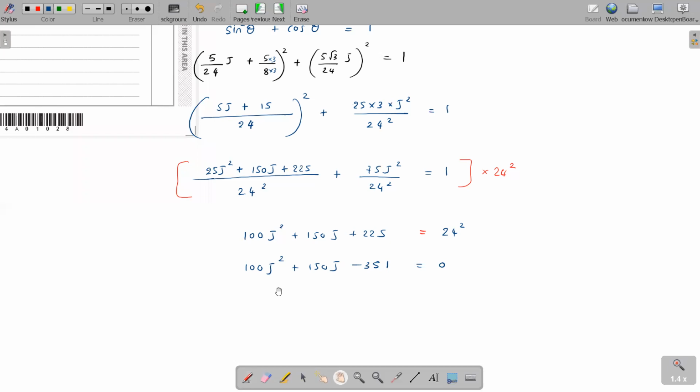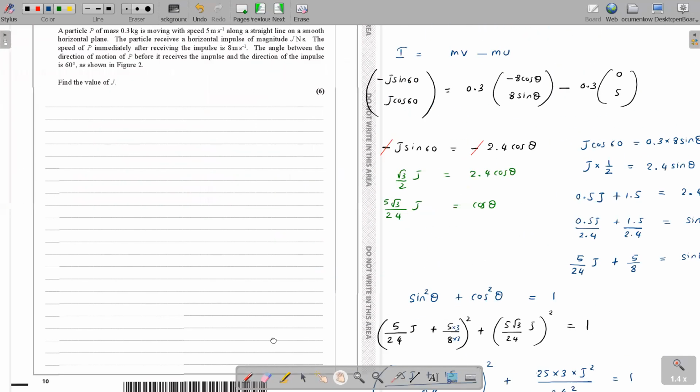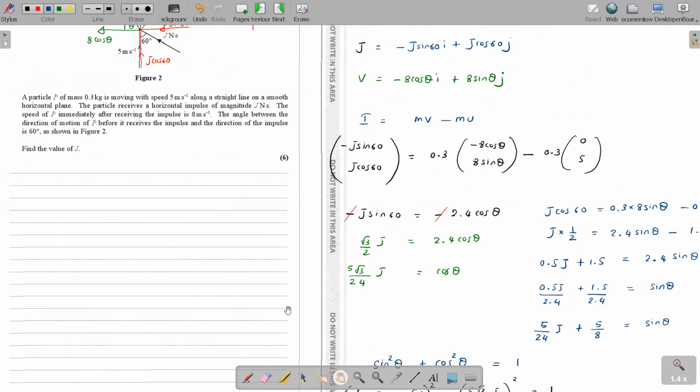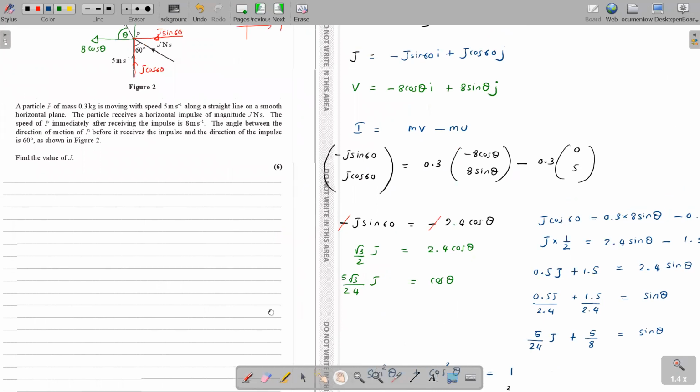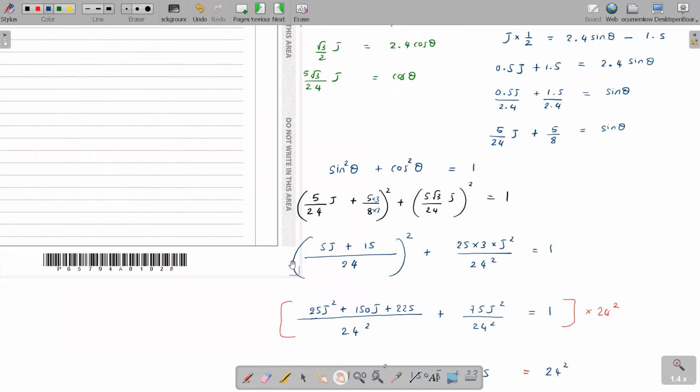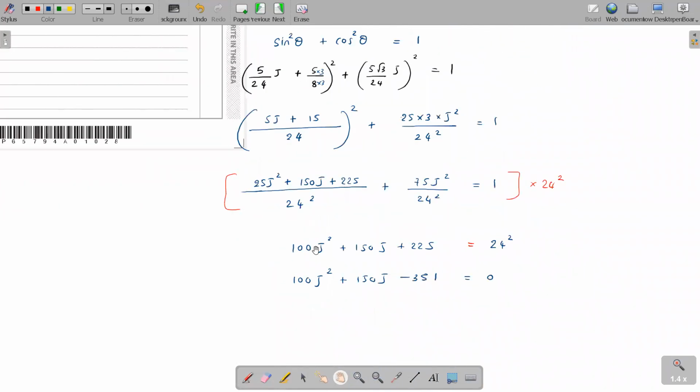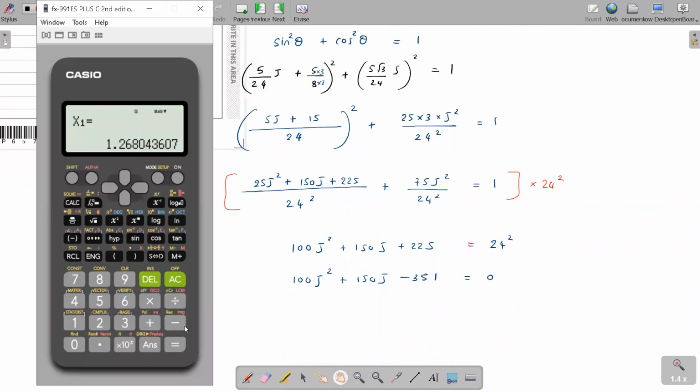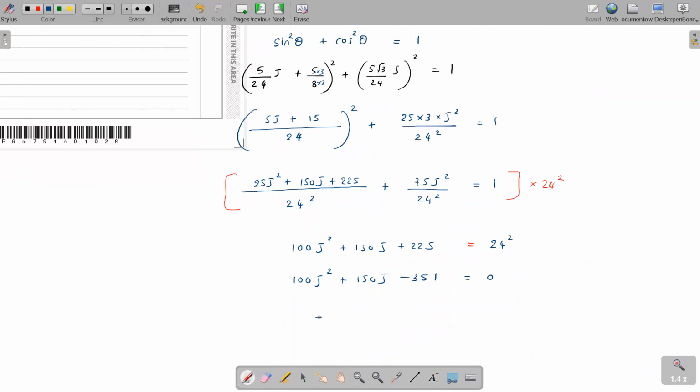Have they told us any decimal figures here? Find the value of j. They have not told, right? So we keep to 3 SF, as they have not told exact also. So we'll keep it to 3 SF. So what do we get here? 1.268. So 1.29. So j is 1.29 Newton seconds. Okay, j is 1.29.